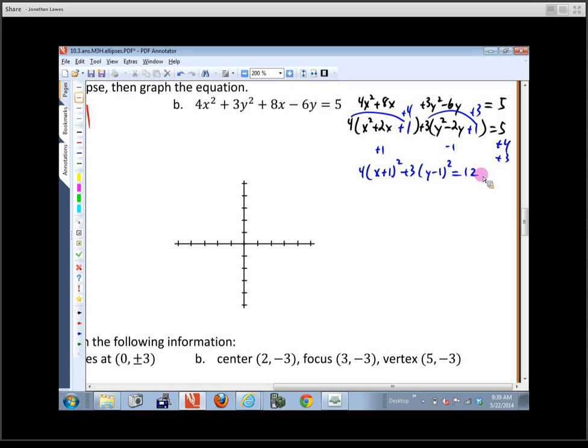Can we graph it yet? You can tell where the center is, but you can't quite graph it yet because we need that to be a 1. So we're going to go through and we're going to divide every term by 12. So here's what I've got. X plus 1, quantity squared over 3, plus y minus 1, quantity squared over 4 equals 1.